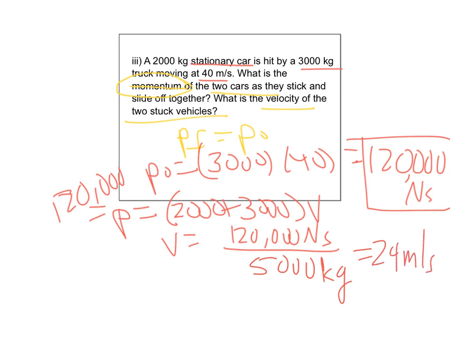Now we go back and use logic. Does it make sense for it to be moving at 24 meters per second? And we say, well, let's see. Originally it was moving at 40. It gained mass, so yes, it should go down, and it almost doubled, so it makes sense that it went down almost half, but it didn't quite double, so it makes sense. Always go back. Does it make sense? Is it logical?